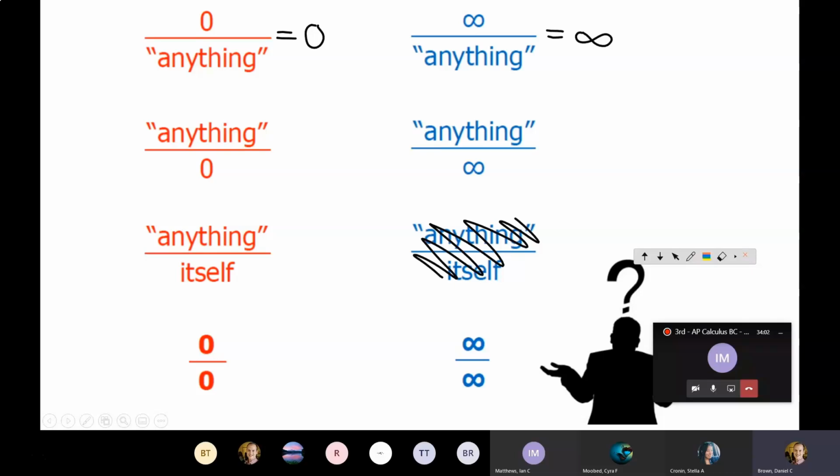Next row, if I have anything divided by 0, kind of already touched on this today, what is going to be anything divided by 0? Undefined. So that's going to be a limit that is DNE.